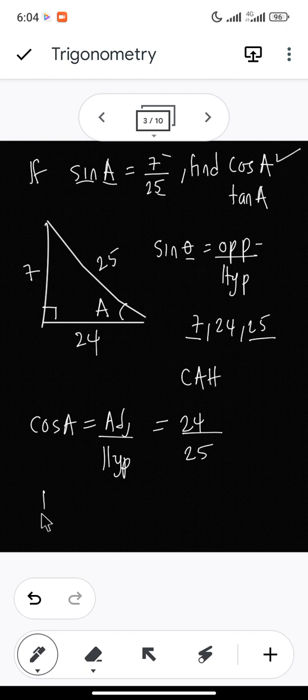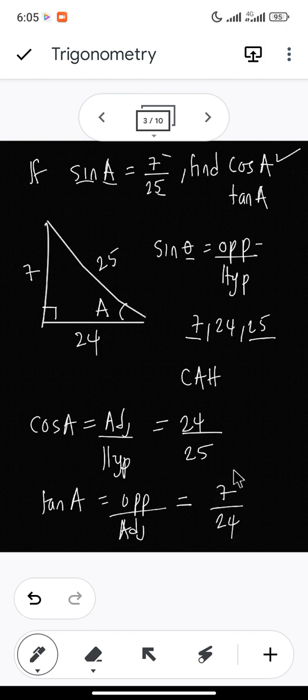Now we'll go for tan. Tan A will be the opposite over the hypotenuse. Now the opposite is 7. Sorry, not hypotenuse. Opposite over adjacent will give you 7. Okay, opposite is 7 over the adjacent, which is 24. So this is a very good example of the application of SOHCAHTOA and Pythagoras triple. So we go to the next.